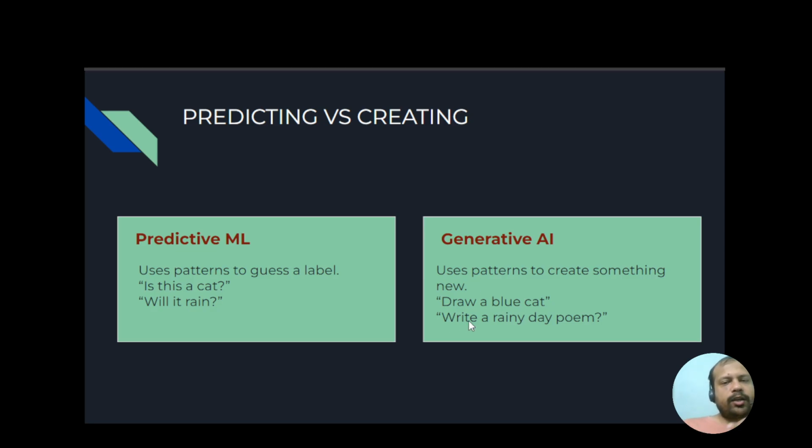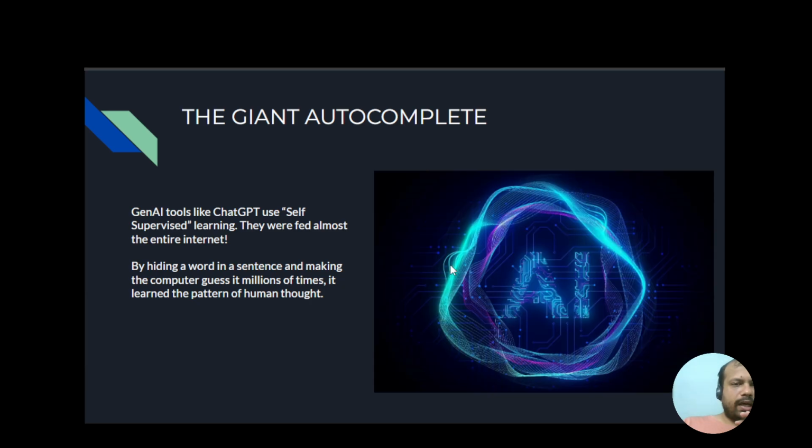Say, write a poem on a rainy day. Now it has to understand what rain is, what a poem is, and how to write it out. So you are using the same algorithms in generative AI also. The models that are there are implemented that way at the backend.